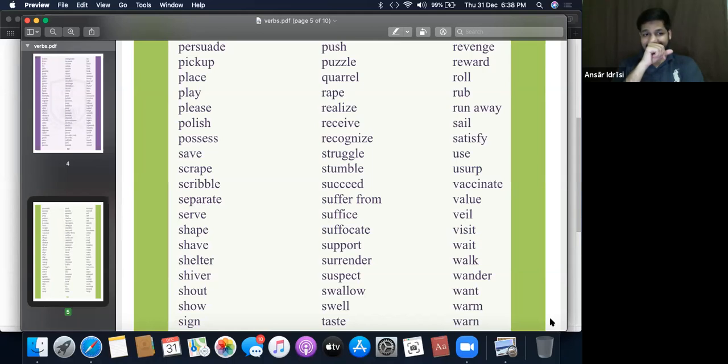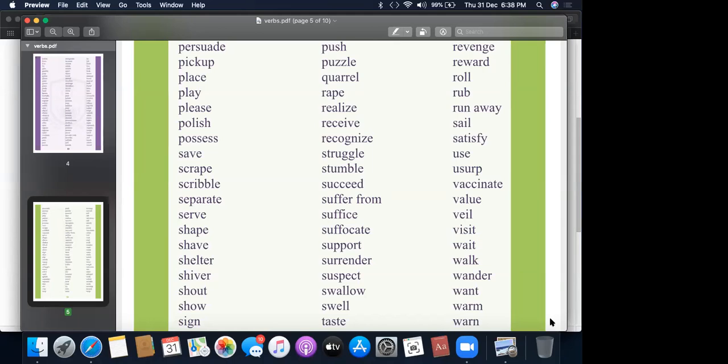Miss Sadaf, make sentences. Guddu, make sentences. Wajid bhai, make sentences, please. I should maintain the society. Should I maintain the society? I shouldn't maintain the society. Very good. I should sign the agreement. Should I sign the agreement? I shouldn't sign the agreement. Good. I should taste this dish. Should I taste this dish? I shouldn't taste this dish.